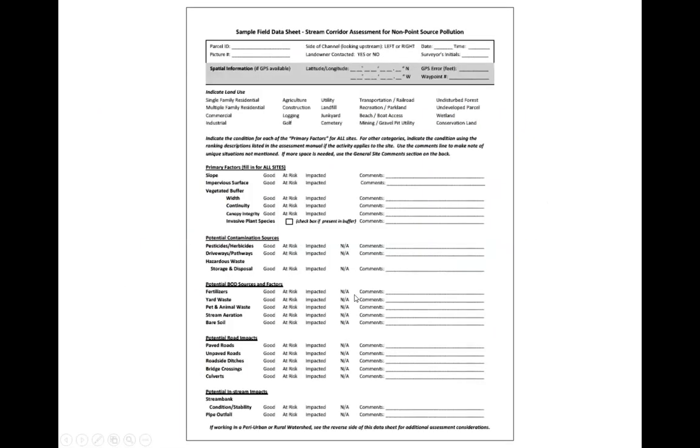Data sheet, you can see you've seen something very similar to this. We had a very simple data sheet, but we had explanations of what people were looking for when they looked at the stream. And you saw that when we went out to the stream last week, and reading how you would interpret what good, what at risk, and what impacted was.